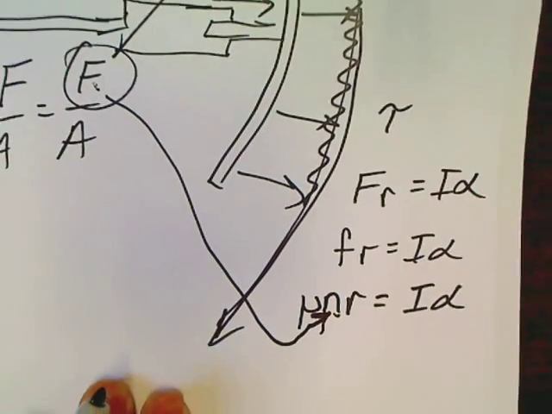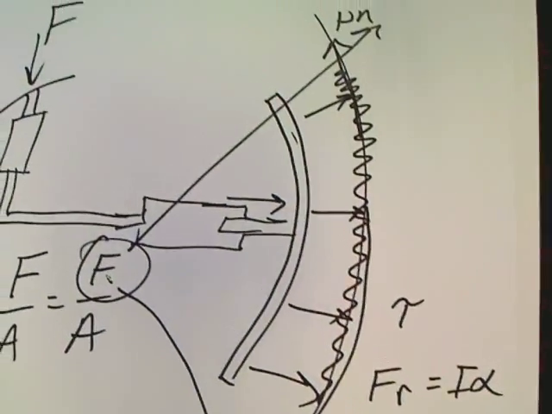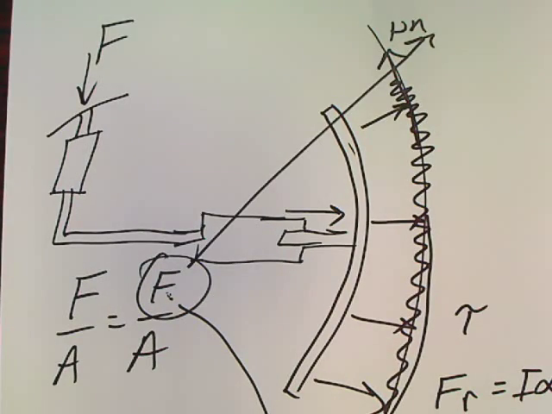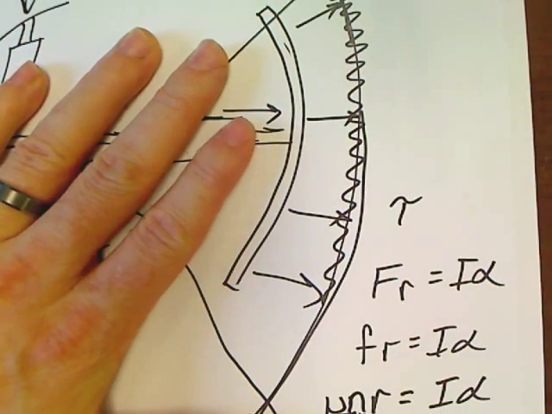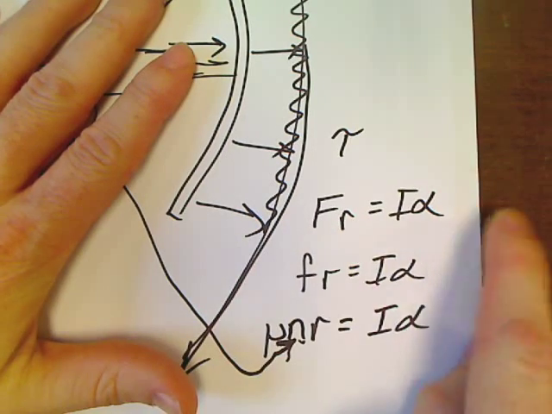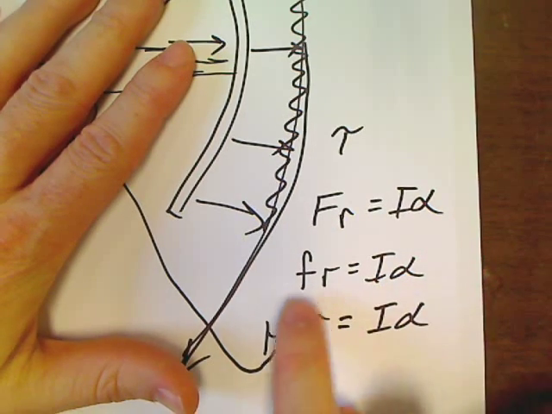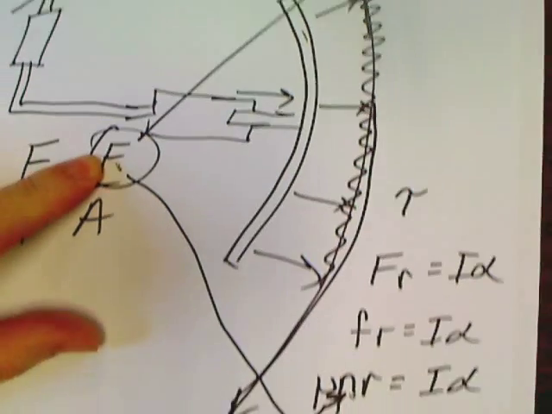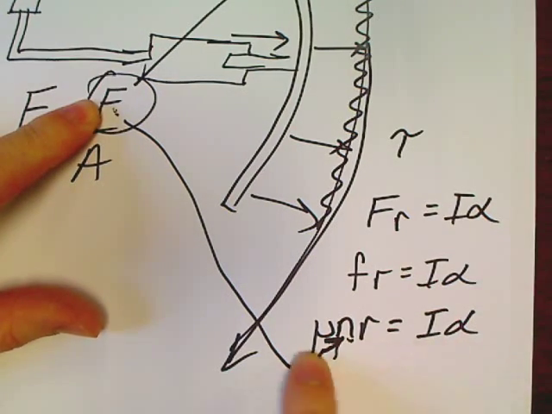Matter of fact, I'll go and tell you, it'll probably be the bonus on the next test. So a little bit of an idea there for this. F over A equals F over A. Do your f r equals I alpha. It's friction stopping the wheel. Friction's mu n. And that force is your normal force for this part over here.